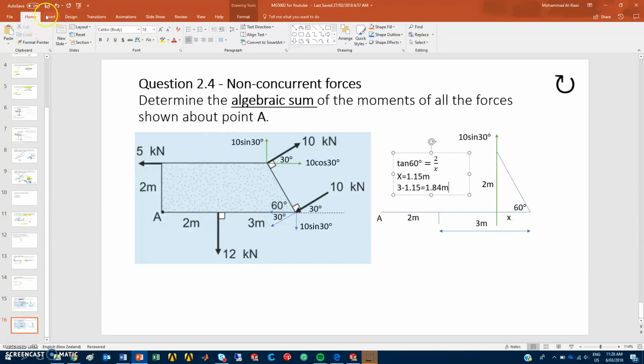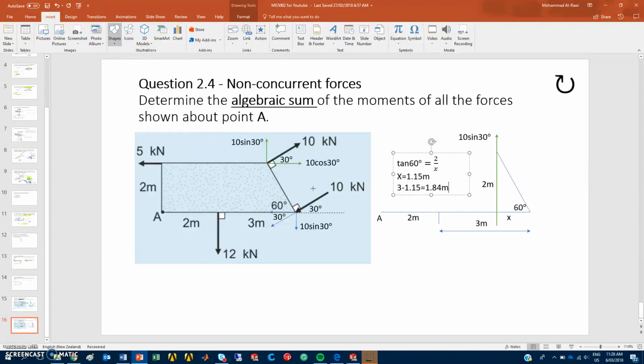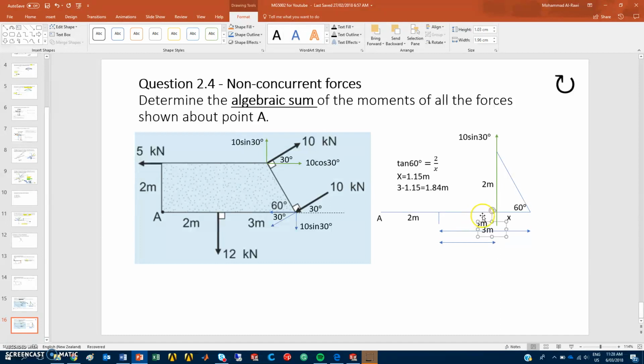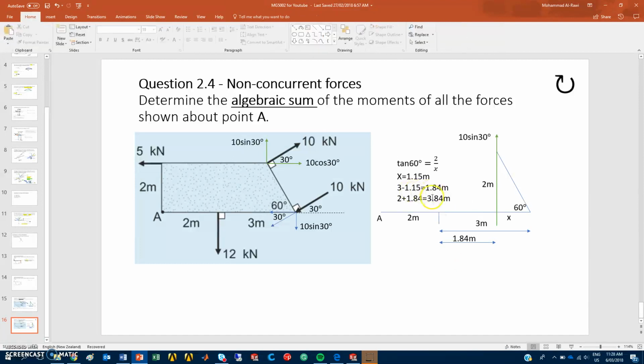I will show you where this is on the graph, so at least you understand what we're doing. By doing this process, I determine this distance, which is 1.84 meters. Now, for that force it will be 2 plus 1.84. Now you say, which 2? We're taking this 2 plus the 1.84, which gives me the total distance of 3.84 meters. So that's what we're trying to achieve. This is the action line for the 10 sine 30 degrees towards the point A.